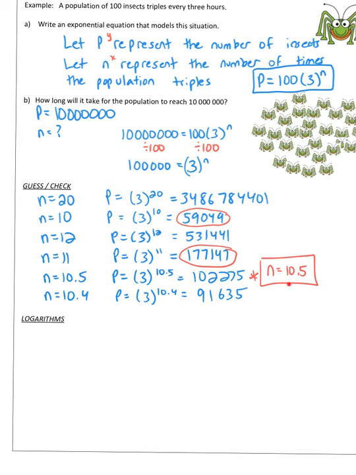Remember, n is the number of times the population triples, and the question asks how long. So how many hours will it take? So now we're going to have to take our n value and change that to the number of hours. So the number of hours is going to be the number of times that it triples, and then it takes 3 hours each time. So 10.5 times 3 is 31.5. So it will take 31.5 hours for the population to reach 10 million.